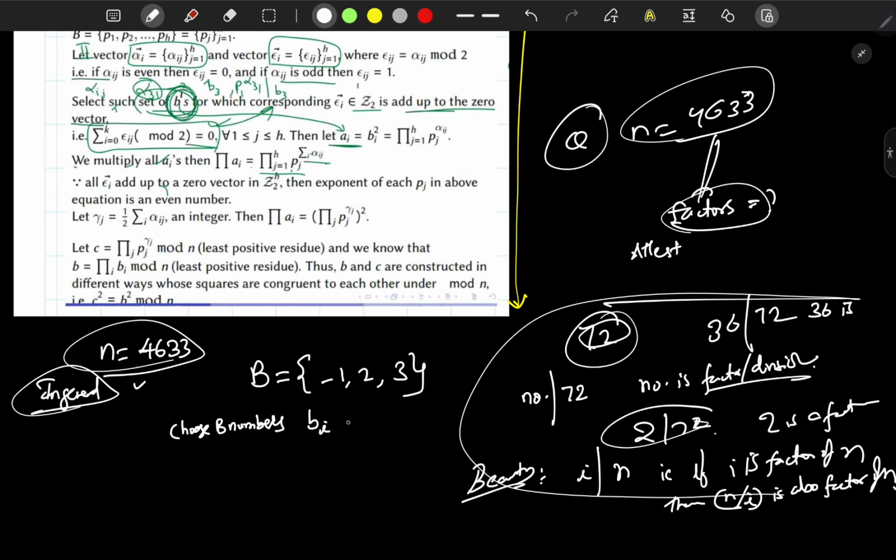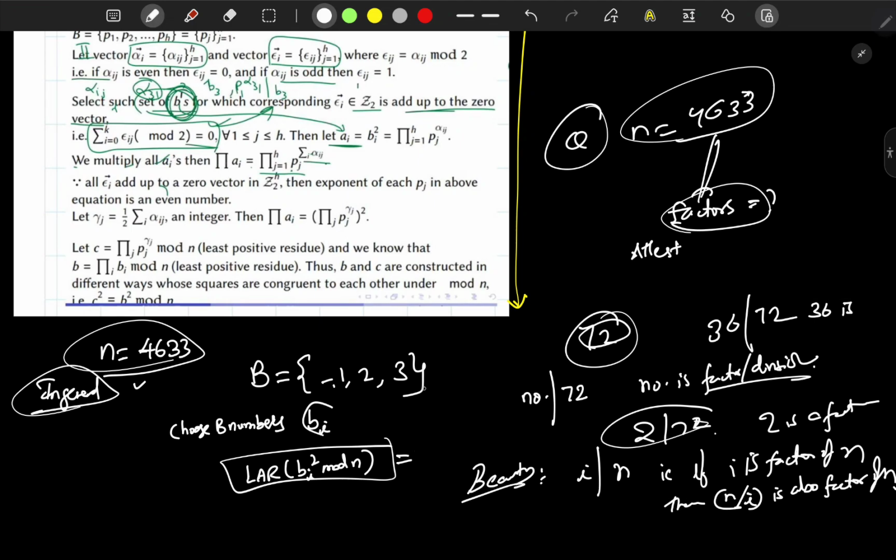If I say bi is a B number, that means LAR of bi square mod n can be expressed as a product of powers of the elements in the factor base, some base to an exponent. That is called a B number.